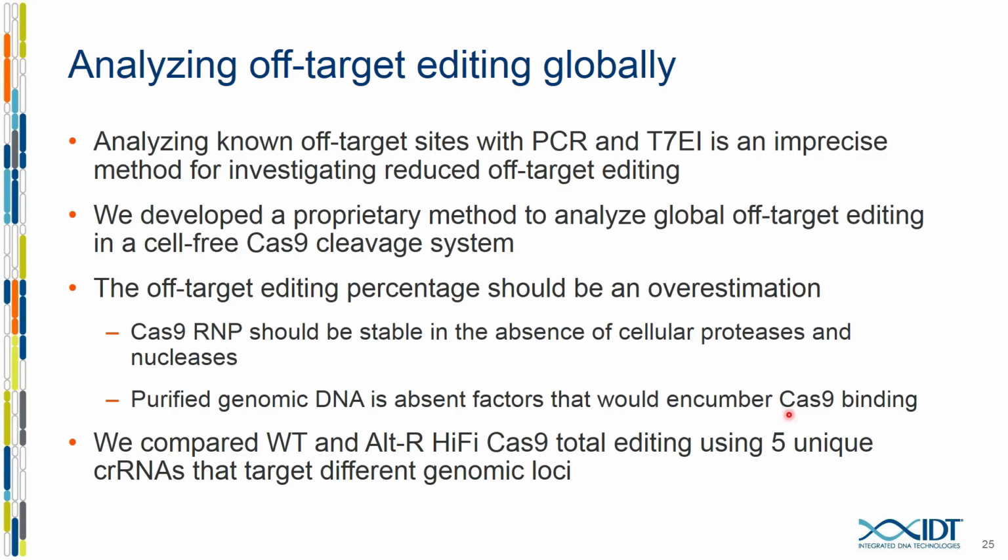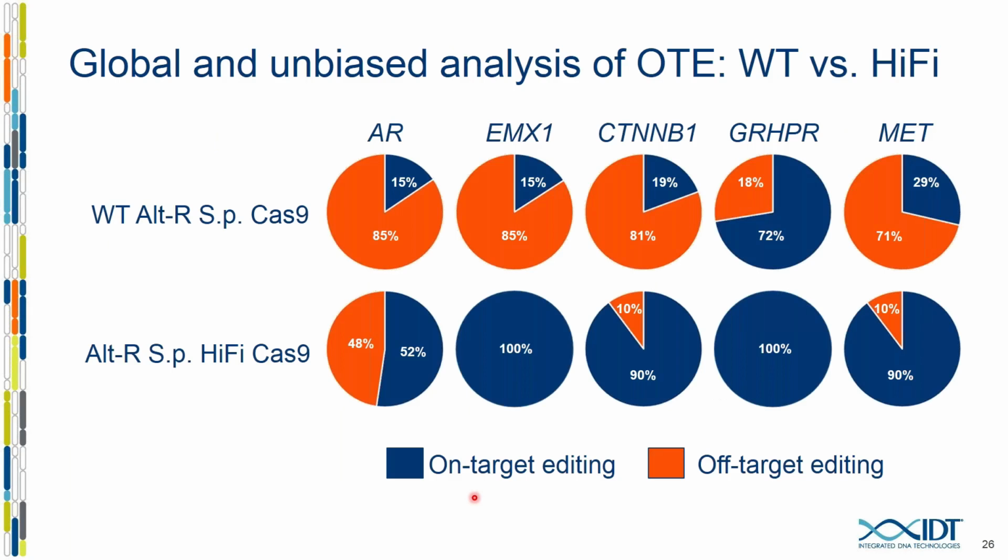So we're going to go back to this cell-free Cas9 cleavage system that we've made in-house, and again, this should be an overestimation of the amount of off-target editing with this protein. So we think that this is really putting it through the ringer. You're not going to have degradation of the RNP because you don't have proteases and nucleases. The genomic DNA is going to be absent factors that would encumber Cas9's binding. You don't have chromatin, you don't have transcription factors. So we tested 5 unique cRNAs that target distinct genomic loci, and I'm going to show you a summary of the editing data from these experiments, and then hone in and show more detail on one in particular.